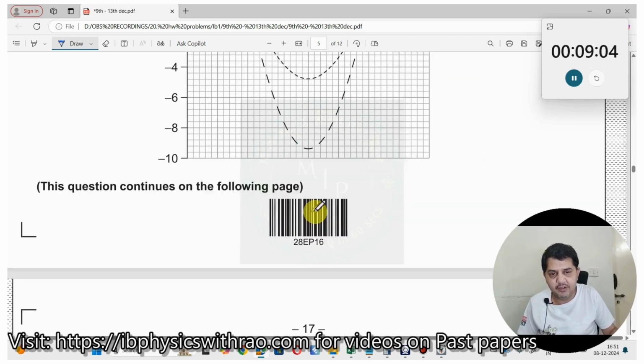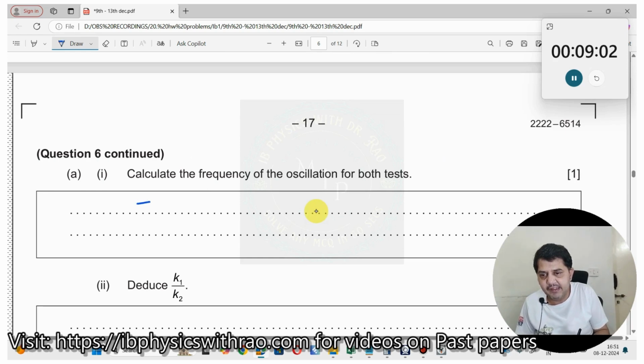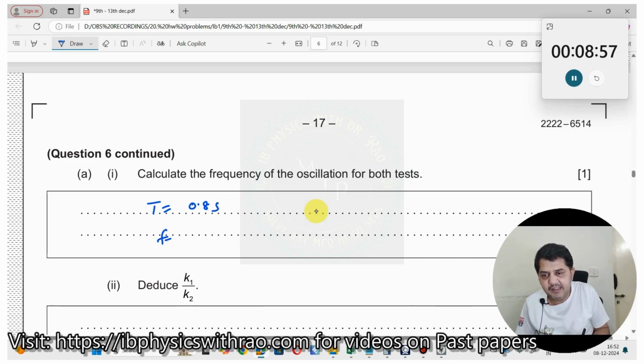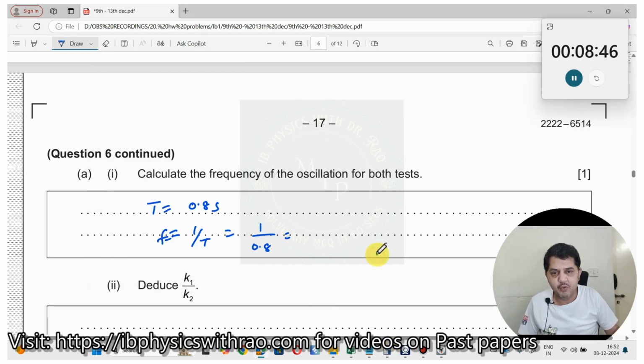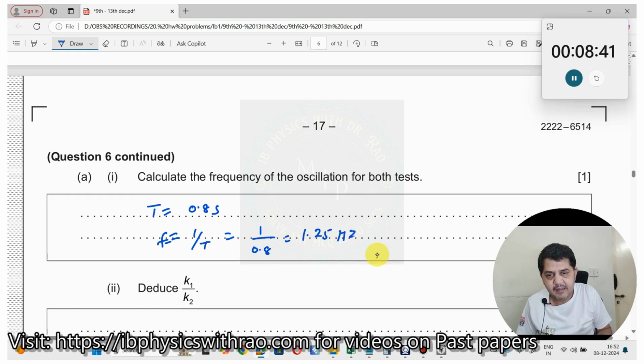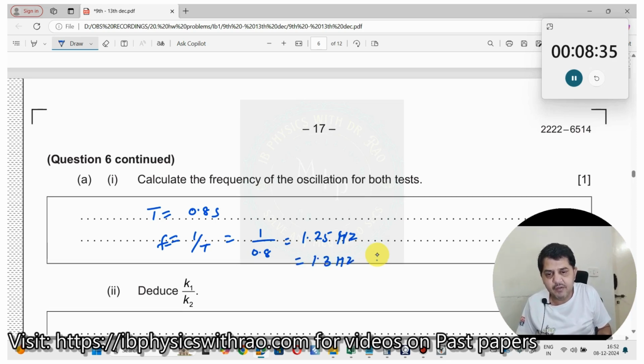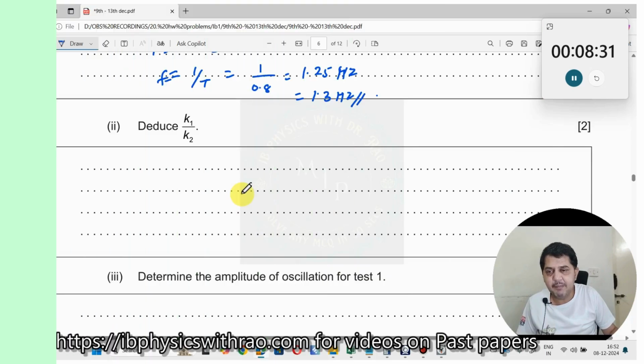Let me write it down there. What do we need? We need frequency. Time period is given as 0.8 seconds from the graph. Frequency is 1 by time period, which should be 1 divided by 0.8. Let us find out what is 1 by 0.8. 1 divided by 0.8 is equal to 1.25. 1.25, what is it? Hertz. But since we have only two significant figures over here, you can say 1.3 hertz. Okay. Next, K1 by K2.